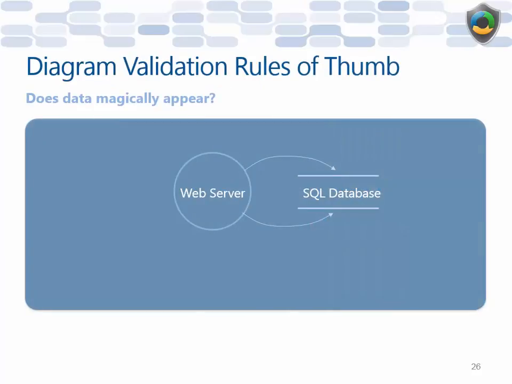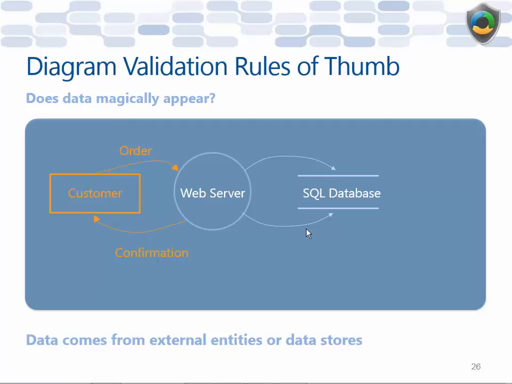All right, some rules of thumb. Here we've got a web server, and we've got two different data flows, but they're both flowing out of the system. In other words, how did that data flow into the web server? There's no inputs, there's only outputs. You can't have that. So here would be an example of what you'd want to add. As it says, data comes from external entities or data stores or even other processes.